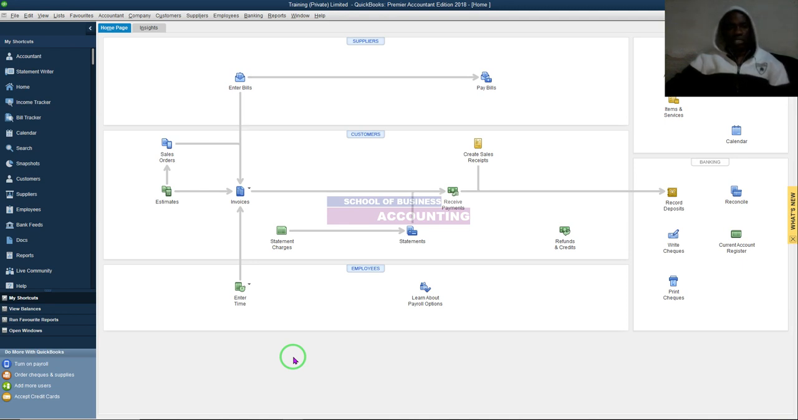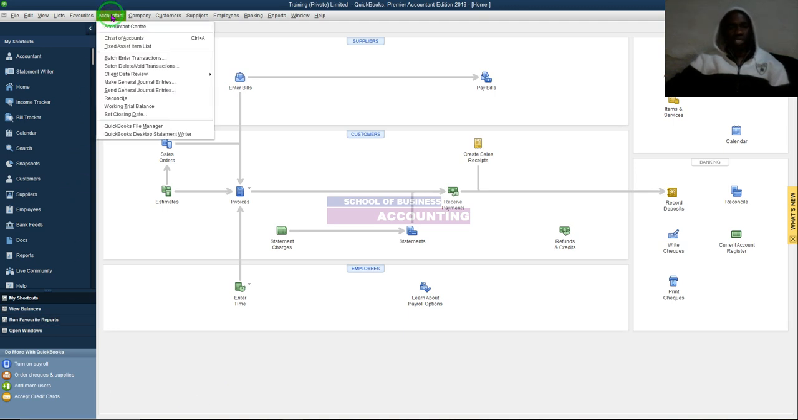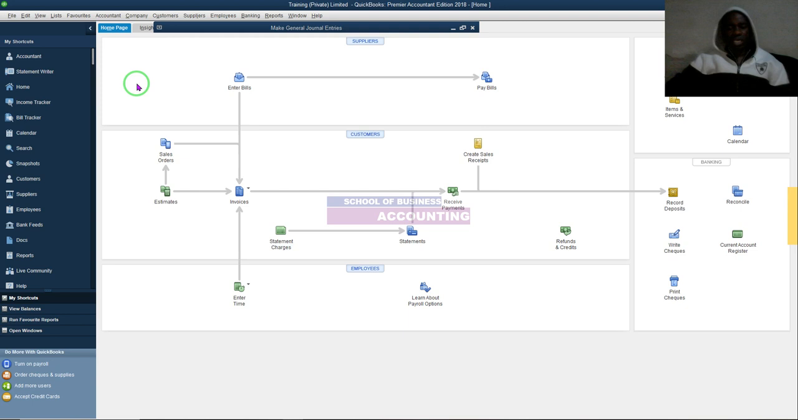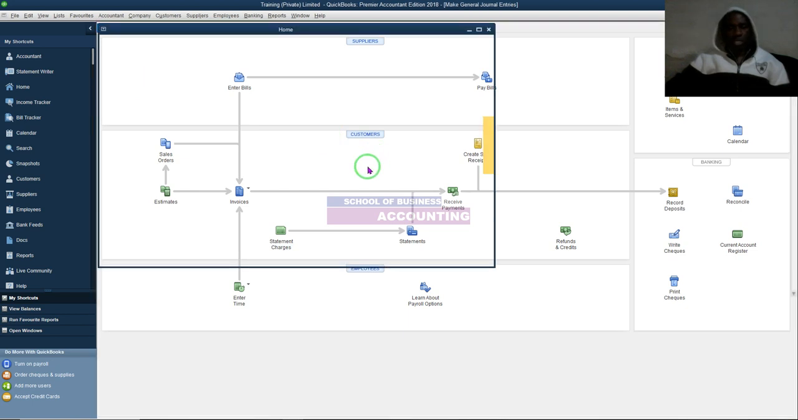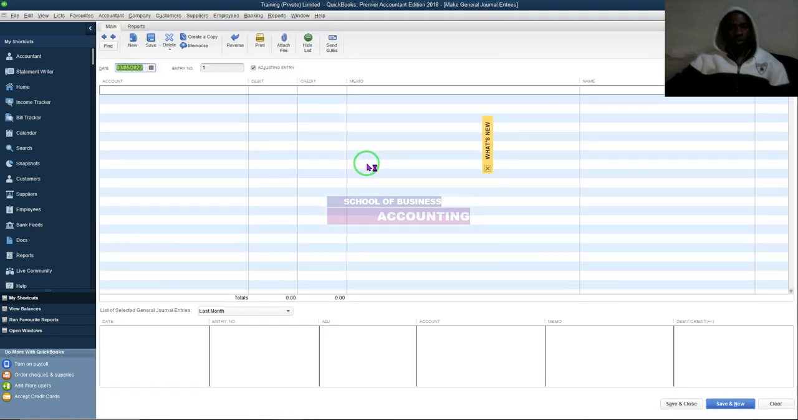Now, for you to get started, you have to come to Accountant. So you have to click on Accountant. Then you click on Make General Journal Entries. When you click on that, the QuickBooks accounting system will launch this window.